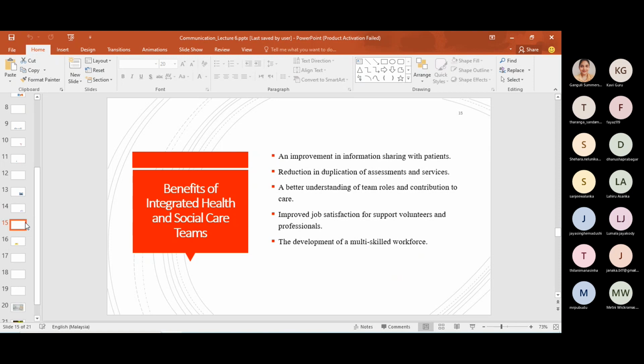Another benefit of partnership is you can share information with patients, and you can reduce duplication of services. Duplication of services means when several companies provide the same service. Duplication means repetition.